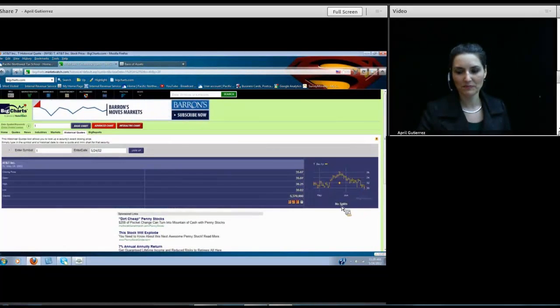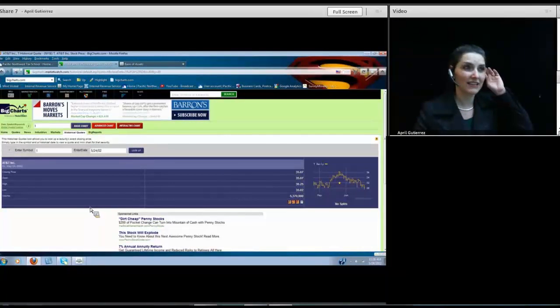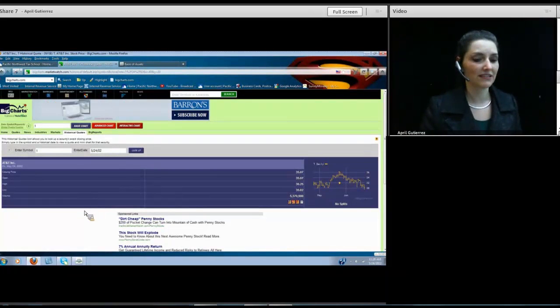There we are. No splits even since then. It's been a relatively silent 10 years for AT&T. But there was a lot of action with them in the late 90s when they were spinning off Lucent Technologies. There was all kinds of stuff going on back then that we had to deal with.